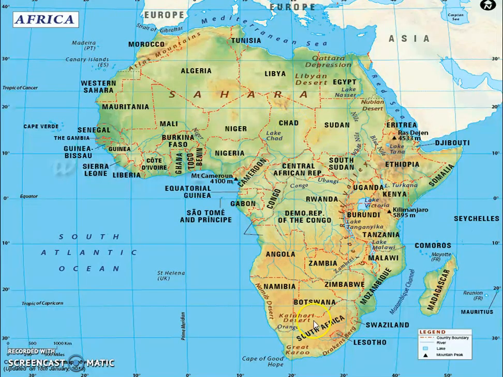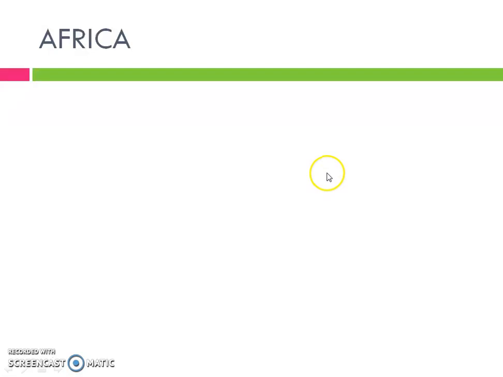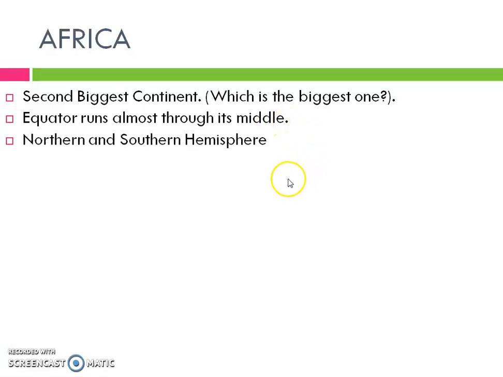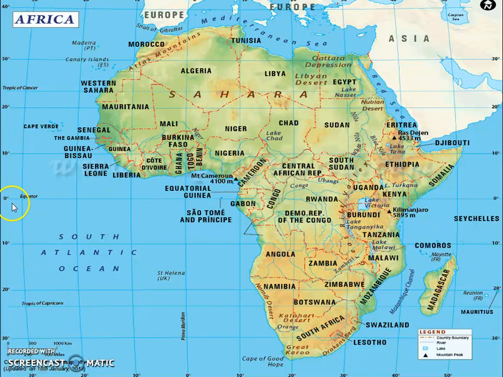Moving on, once you go through this, you can also learn some other points I have for you regarding Africa. It is the second biggest continent in this world. Now remember which is the biggest one. The other thing is, I have already talked about that the equator runs almost through its middle. Africa is in the northern hemisphere as well as the southern hemisphere, isn't it? This part is in the northern hemisphere and this part is in the southern hemisphere.